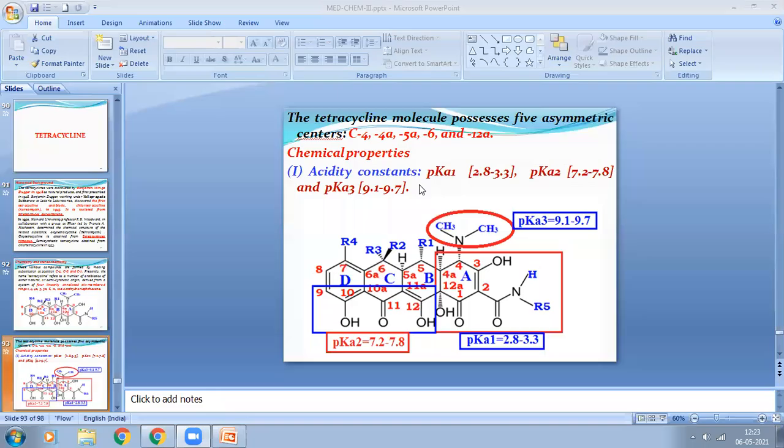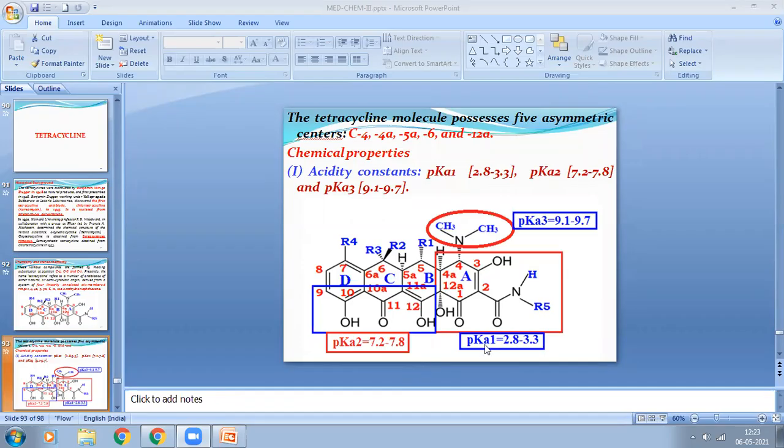Now, the tetracycline molecule has three acidity constants depending upon the three types of functional groups present in the molecule: pKa1, pKa2, pKa3. So why does it show three acidity constants? Due to the presence of different functional groups. First we are discussing pKa1.